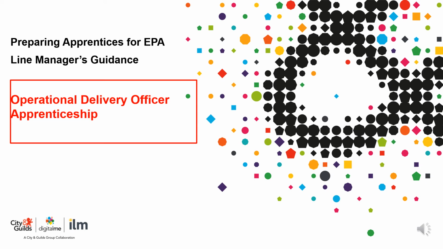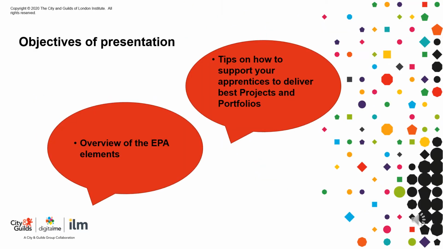This Operational Delivery Officer Apprenticeship webinar is aimed at preparing apprentices for endpoint assessment, specifically guidance for line managers. The aim of this webinar is to give a brief overview of the endpoint assessment elements, as well as offering tips on how to support apprentices and best practice with regard to projects and portfolios.